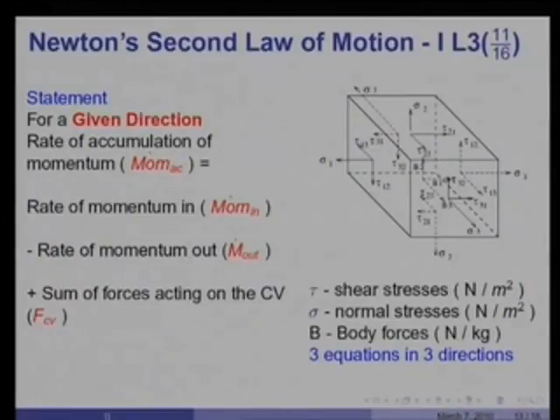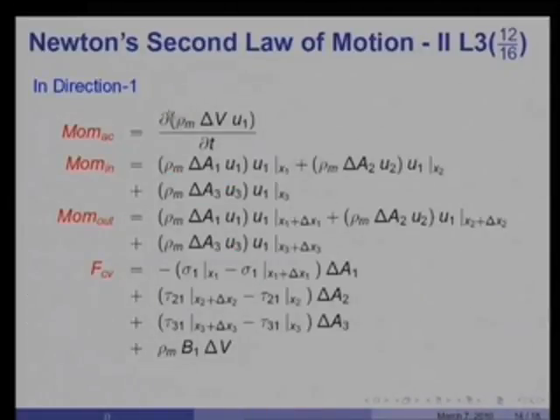But the important thing is we can consider Newton's law of motion in one direction at a time. So therefore, since there are three directions, we shall have three equations as I mentioned here. Let us write each term in mathematical form. Momentum accumulation, well, simply the mass of the control volume is rho m into delta v, and since I am considering direction 1, I must multiply that by u1 to get mass into velocity, which is momentum, and the rate of change of that is the accumulation. So d by dt of rho m delta v u1 is the accumulation of momentum.